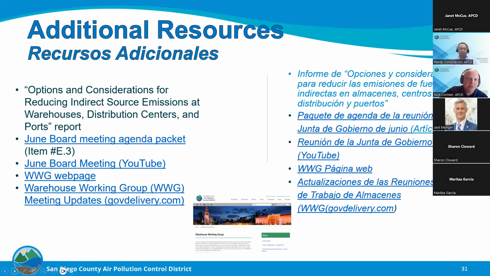So additional resources can be found on the district's website, including the report entitled Options and Considerations for Reducing Indirect Source Emissions at Warehouses, Distribution Centers, and Ports. A summary of the report was presented at the June Governing Board meeting, which may be viewed on the district's YouTube page. The WWG website includes other resources such as meeting agenda, presentation slides, and a fact sheet.